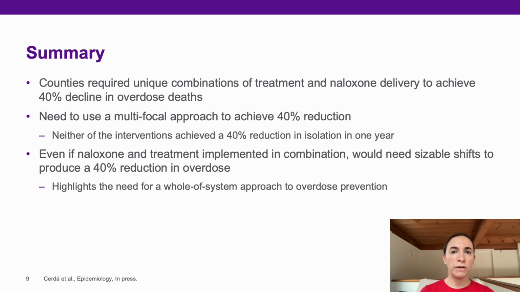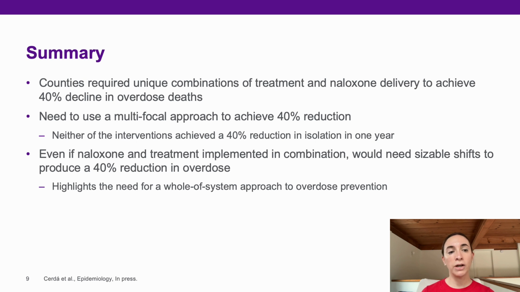In conclusion, we found that counties required a unique combination of treatment and naloxone delivery in order to achieve the 40% overdose reduction target. Further, we found that neither of these interventions were able to achieve the target alone. This really highlights the need for a combined approach in order to achieve a sizable reduction in overdose deaths.